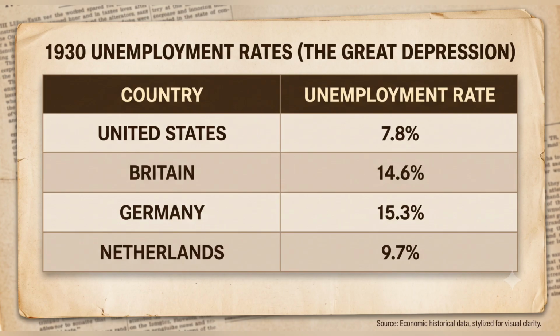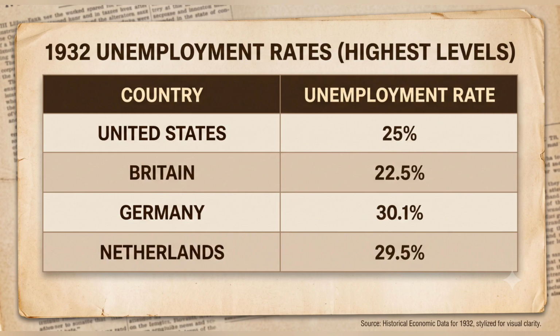In 1930, the first full year of the Depression, unemployment rates were: United States, 7.8%; Britain, 14.6%; Germany, 15.3%; Netherlands, 9.7%. By 1932, unemployment had reached some of its highest levels: United States, 25%; Britain, 22.5%; Germany, 30.1%; Netherlands, 29.5%.